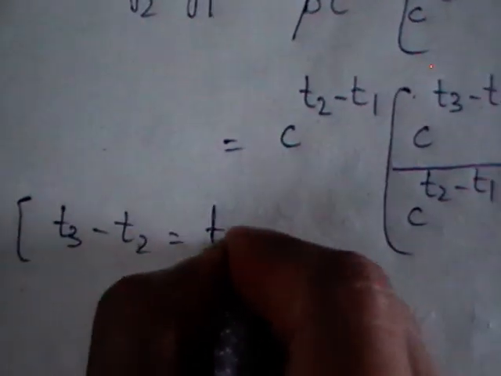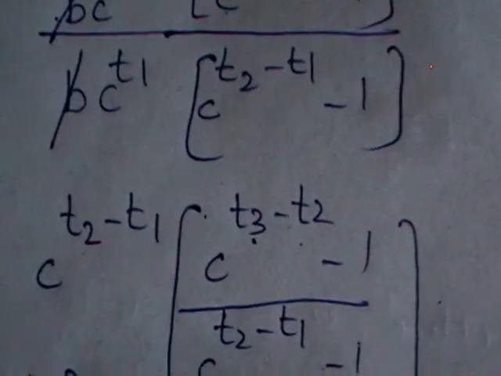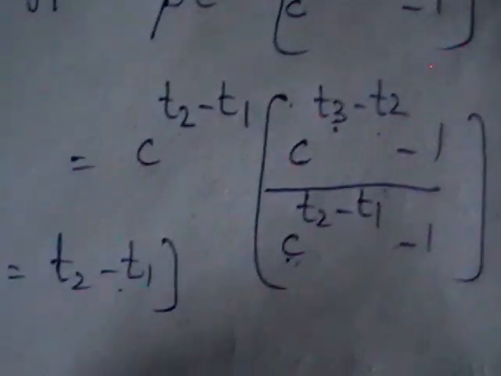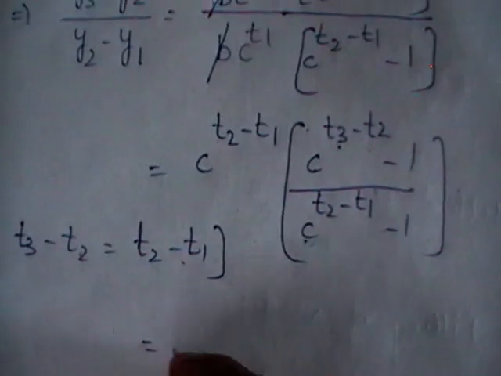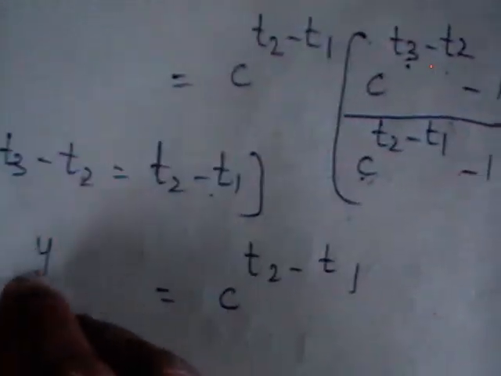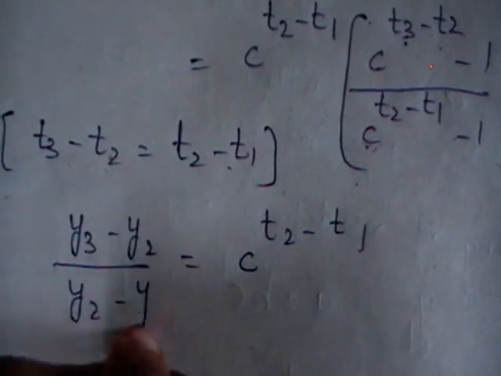We have considered initially that t3 minus t2 is equal to t2 minus t1. So if we substitute t2 minus t1 in place of t3 minus t2, you will get c power t2 minus t1 minus 1 by c power t2 minus t1 minus 1. So these two will be the same, and this entire term gets cancelled. You will get c power t2 minus t1 equal to y3 minus y2 by y2 minus y1.